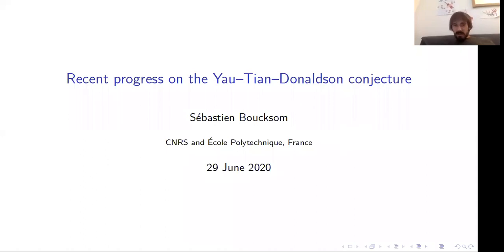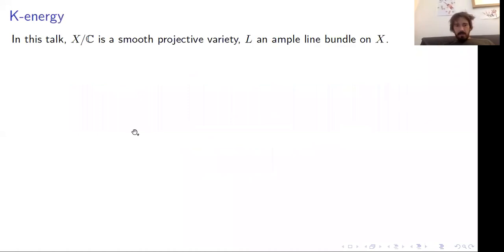Okay, so the goal of this talk is to report on some more or less recent, some of it quite recent, progress on the Yau-Tian-Donaldson conjecture in the general setting of constant scalar curvature metrics, as opposed to the more restricted one of Kähler-Einstein metrics, which is by now quite well understood. I will start by recalling some of the objects involved.